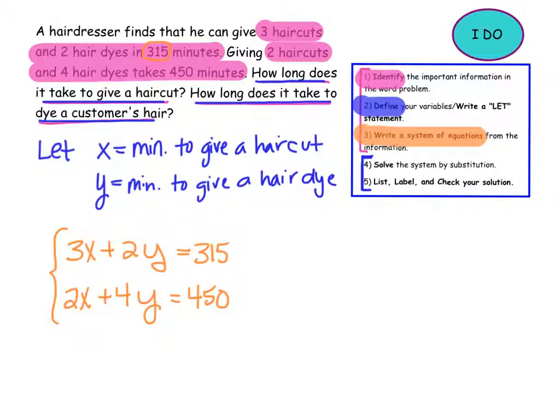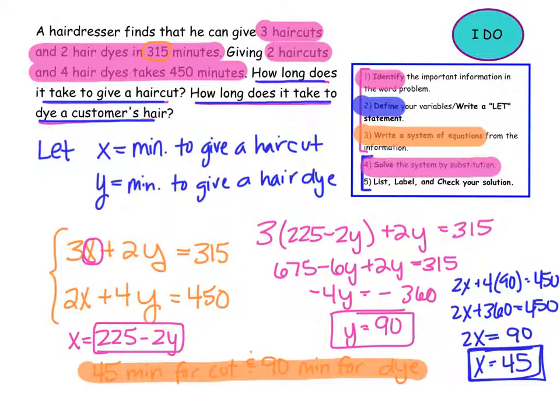From here, we now need to solve using substitution, because that's what's next. Solve the system by substitution. And so that goes back into that procedure portion, like we did on the first slide. And then if you went and solved our system, you'll see that y is 90, x gives you 45, and then in the end, because it's a story problem, you need to label your answer. So it takes 45 minutes for a haircut and 90 minutes for a hair dye.